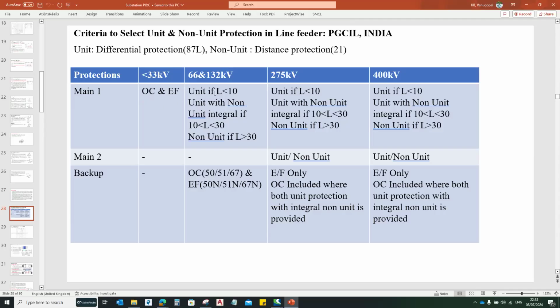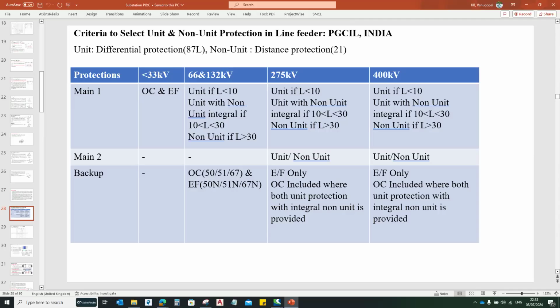Coming to 66 kV and 130 kV, unit protection is applied when the length of the transmission line is less than 10 kilometers, and unit with non-unit will be integral if the transmission length is between 10 to 30 kilometers. And if the transmission line exceeds 30 kilometers, then you go with non-unit protection as the main protection, and the backup will be overcurrent and earth fault protection.